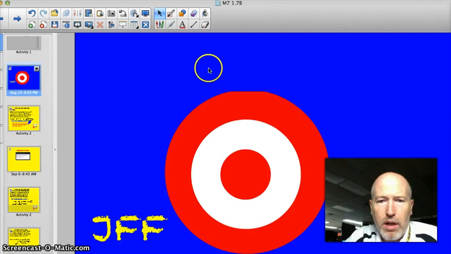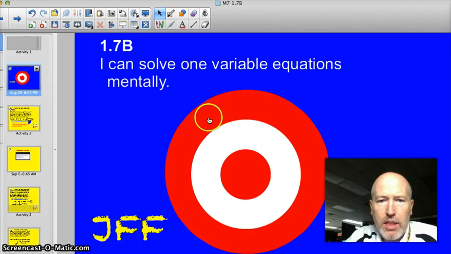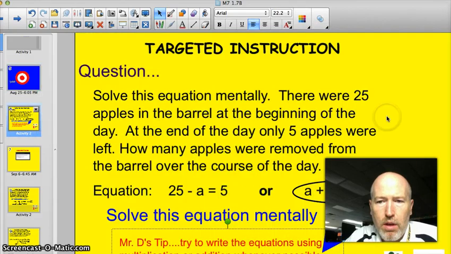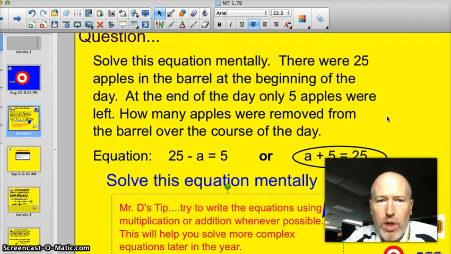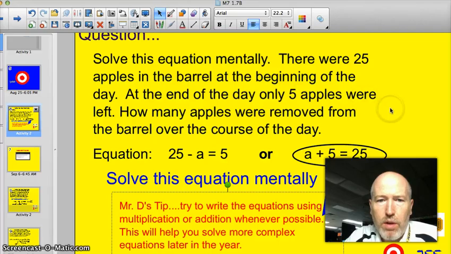Let's get back to the target of the day. 1.7b, I can solve one variable equations mentally. Let's do this thing. Solve this equation mentally. There were 25 apples in the barrel at the beginning of the day. At the end of the day, only 5 apples were left. How many apples were removed from the barrel over the course of the day?